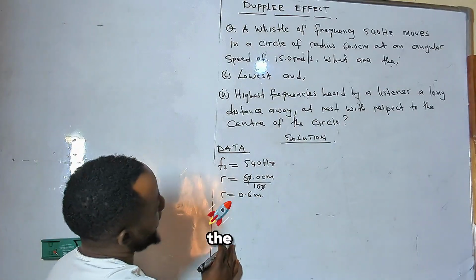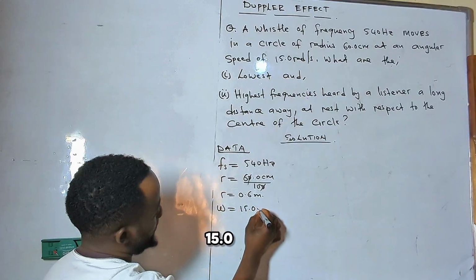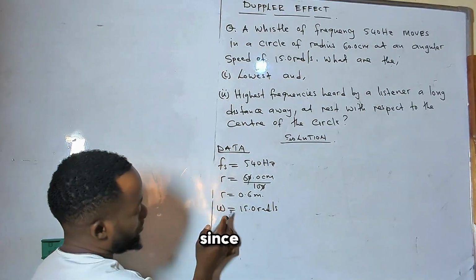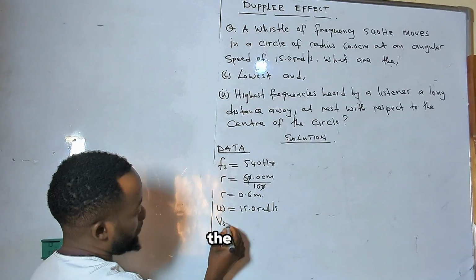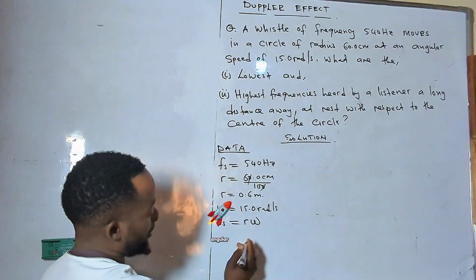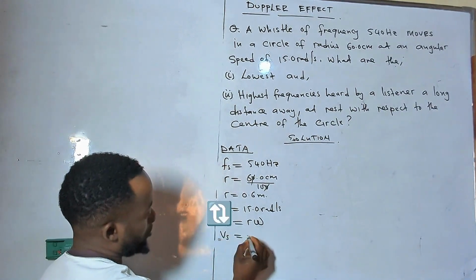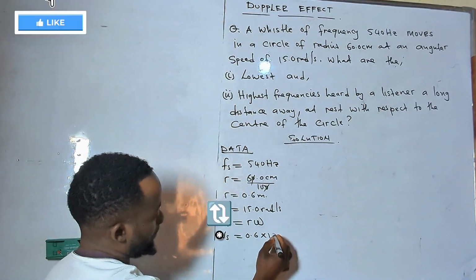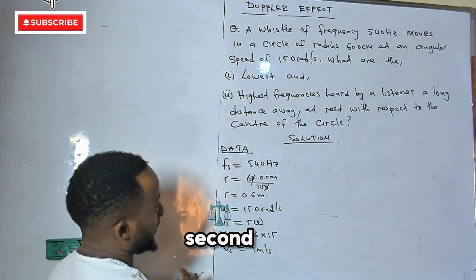And also we're given the angular speed. So angular speed is simply equal to 15.0 radians per second. Since we're given the radius of the whistle and the angular speed, we can also calculate the speed of the source, the speed at which the whistle is moving, which is simply the radius multiplied by the angular speed. So the speed of the source will be equal to 0.6 times 15, which is simply equal to 9 meters per second.